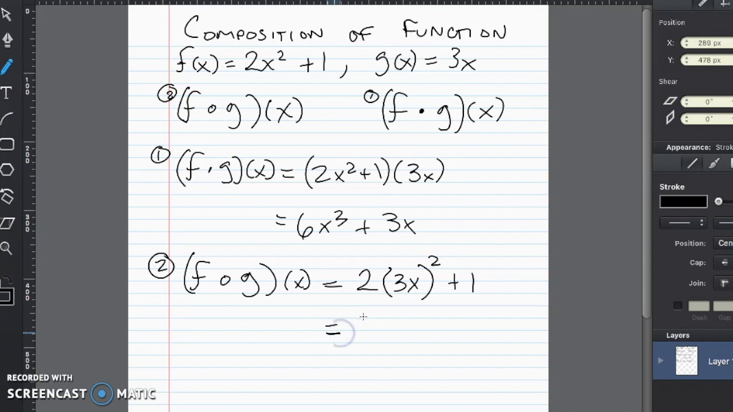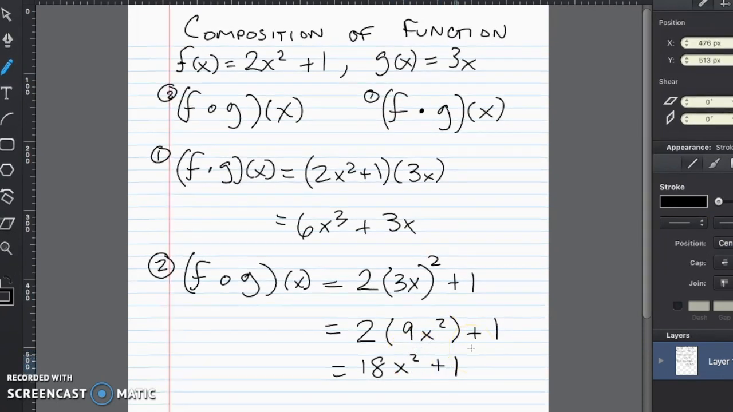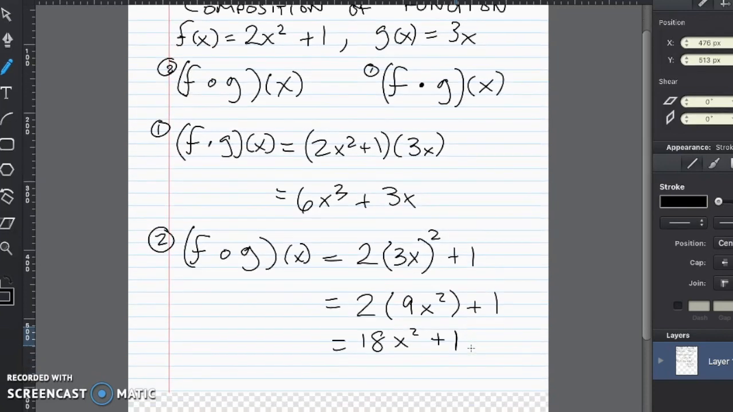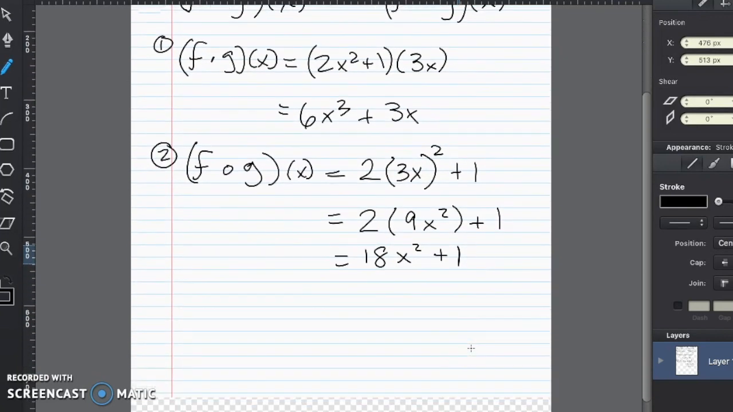Okay. So I'm going to work this out. Order of operations, right? All right. So that is f of g of x.